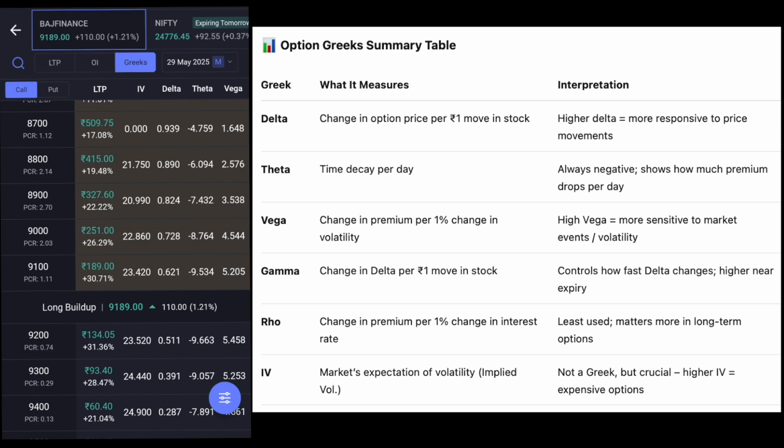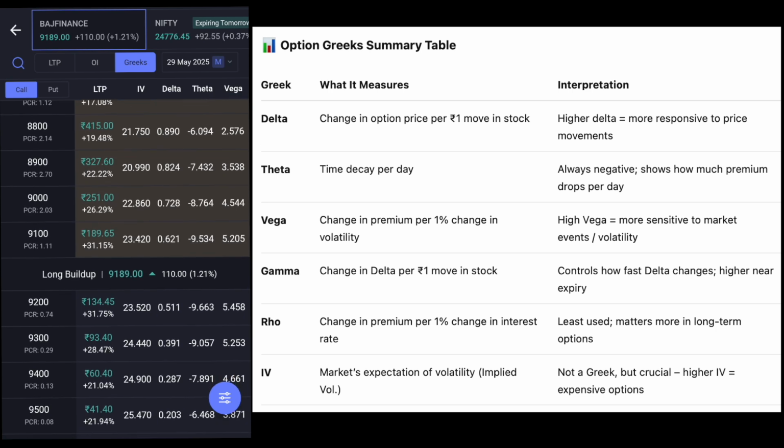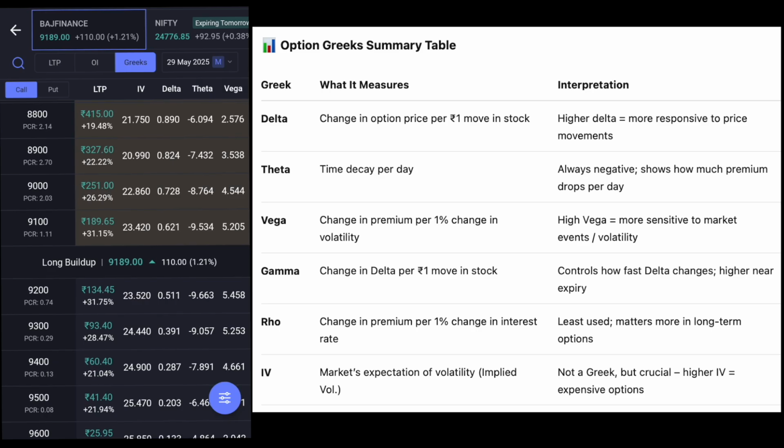So higher the delta, you are closer to the money. For example, if you have an out of the money option, if Bajaj Finance is trading around 9,200 and you take a 9,500 call option, which has a delta of 0.2, that's far out of the money. And so if the stock moves by 1 rupee, your option will barely move, it will move by 20 paise. And next we have the theta.